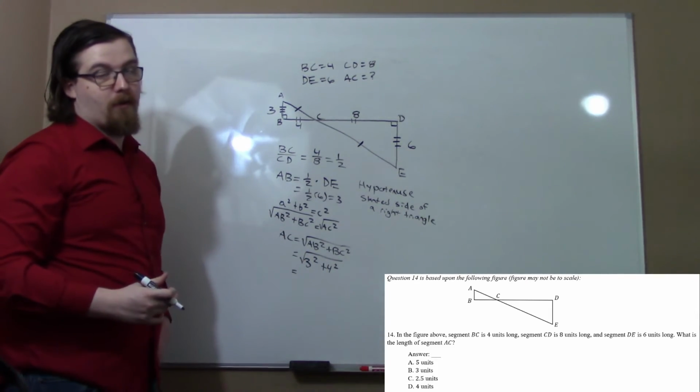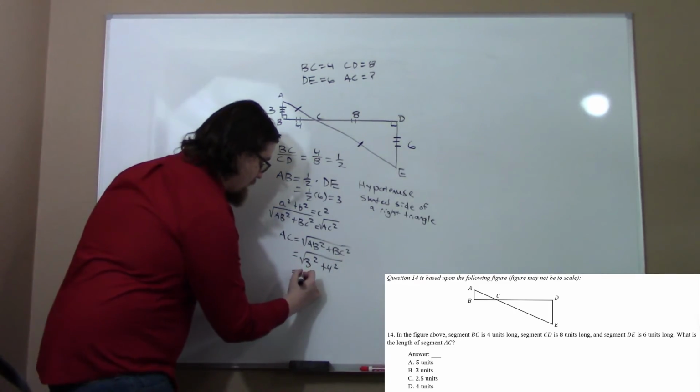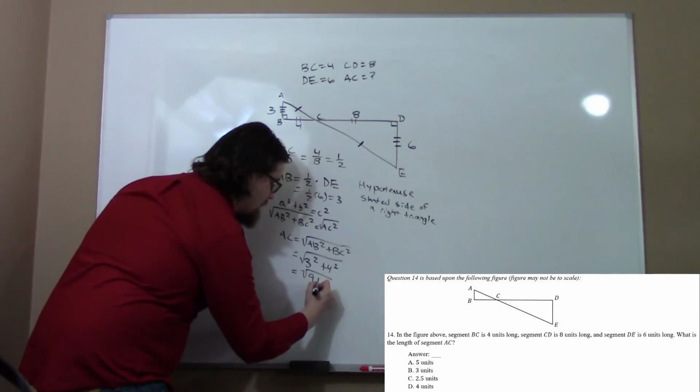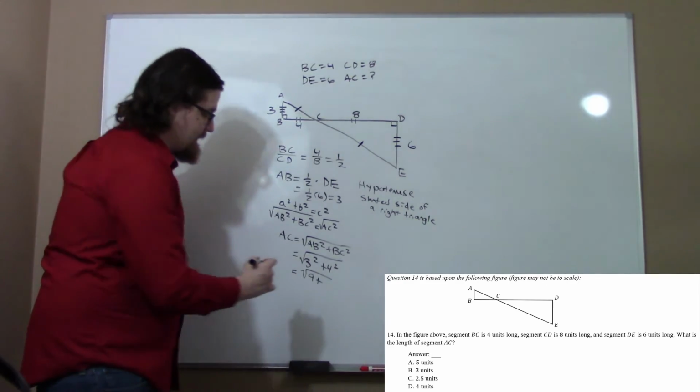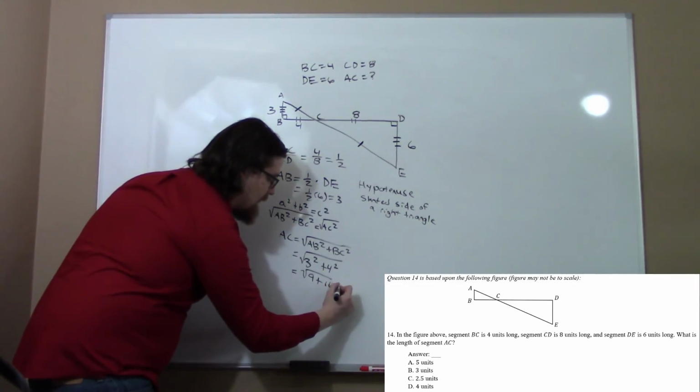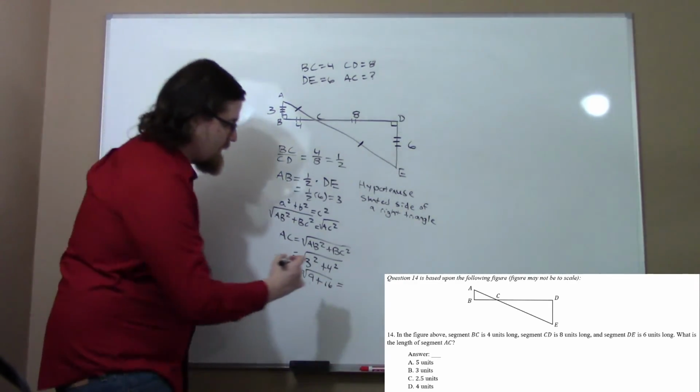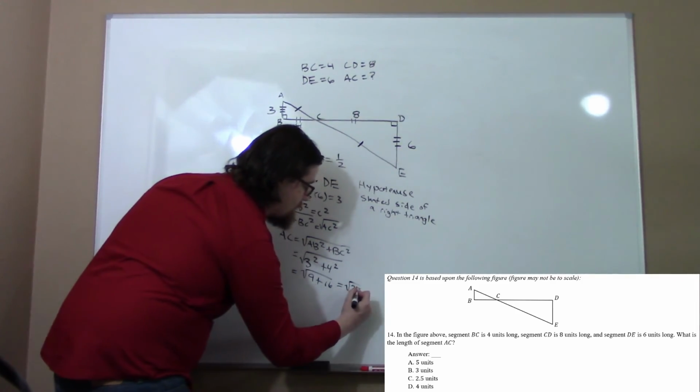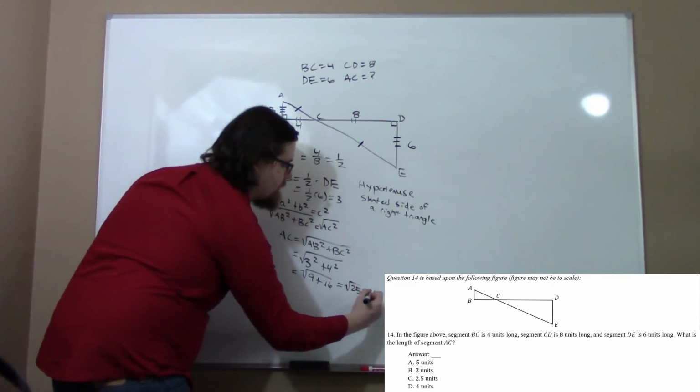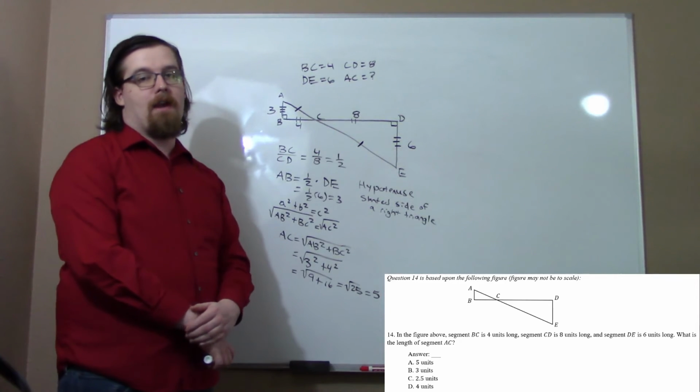If we look at 3 squared, that's 3 times 3, which is 9. And then 4 squared is 16. If we add 9 and 16 together, that is the square root of 25, which we know to be 5. And that is answer choice A.